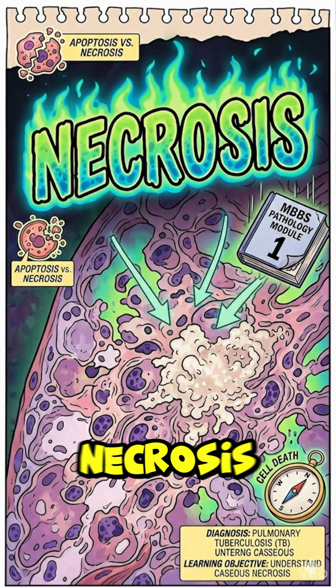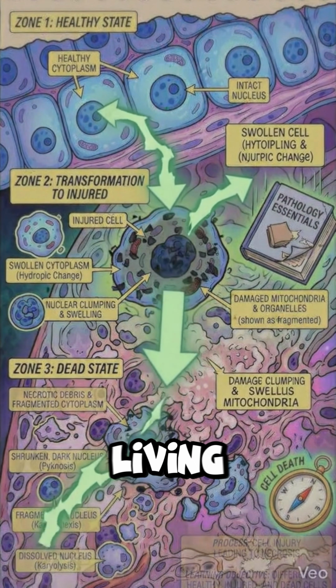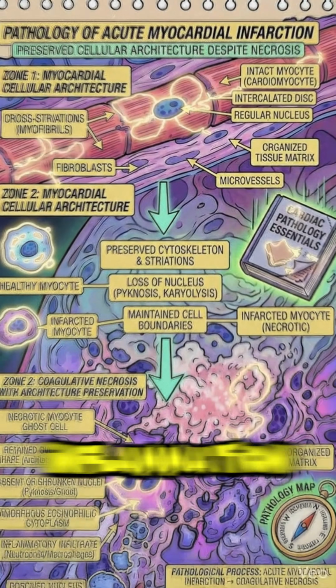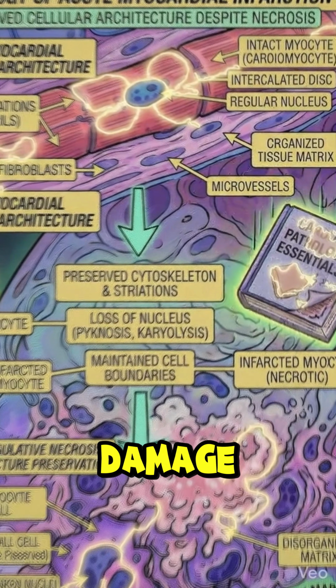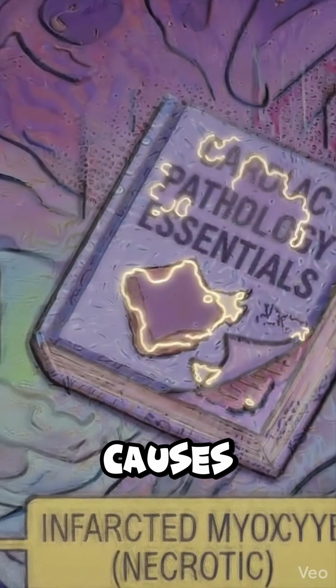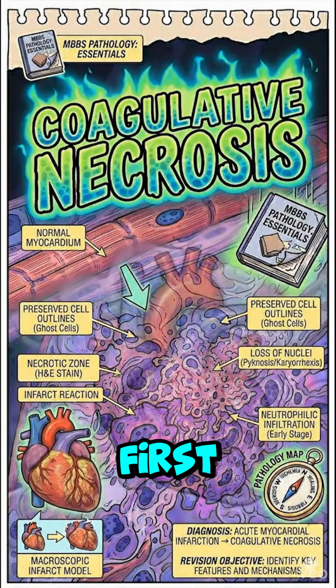The answer is necrosis. Necrosis is the death of cells or tissues in a living body due to irreversible injury. It is always associated with inflammation and tissue damage. But necrosis doesn't always look the same. Different causes produce different patterns of necrosis. Let's start with the first patient.